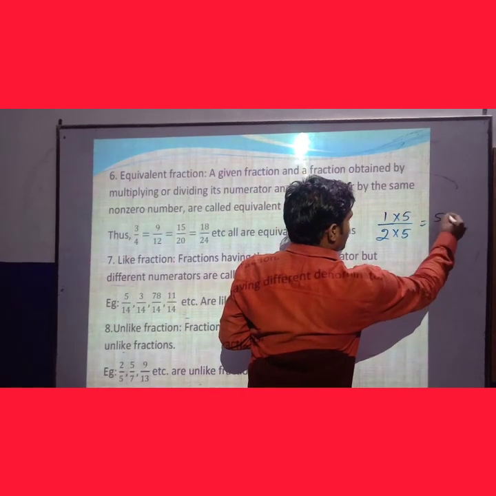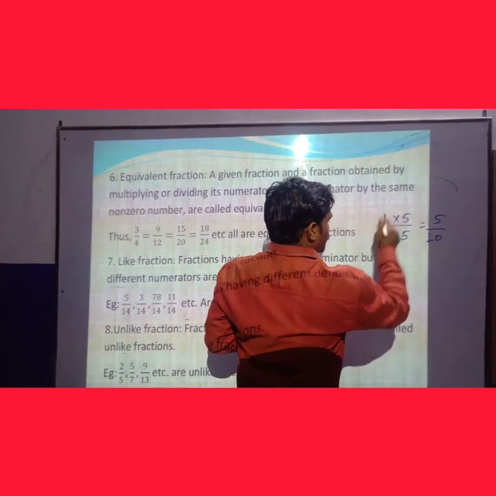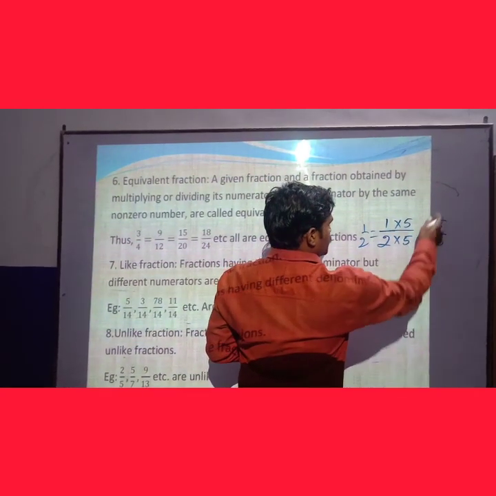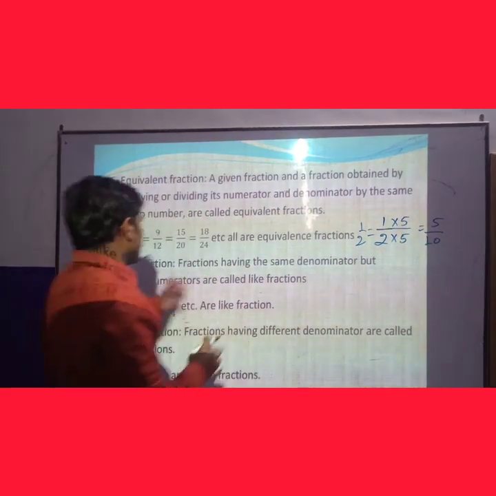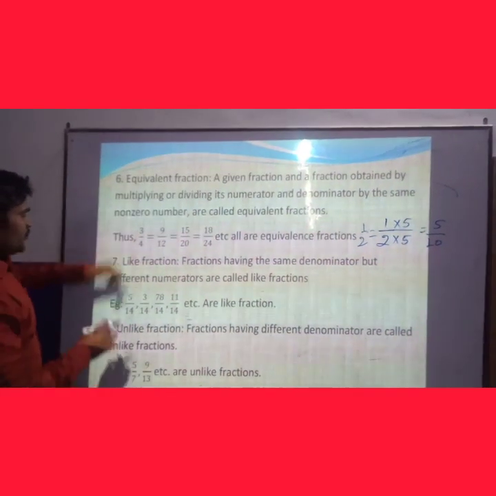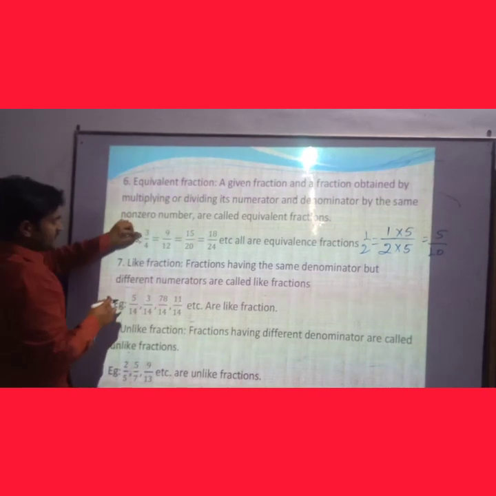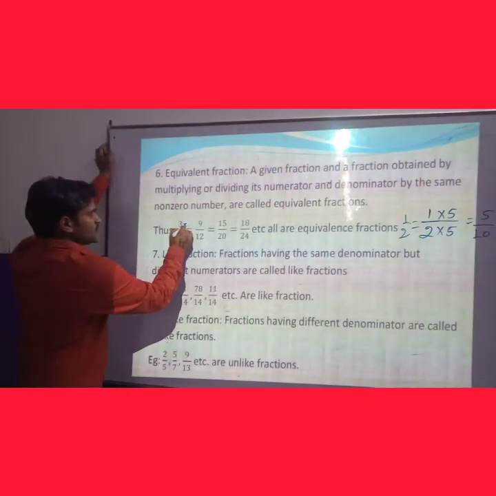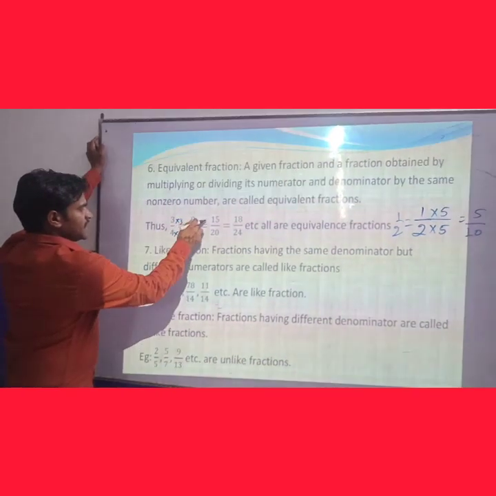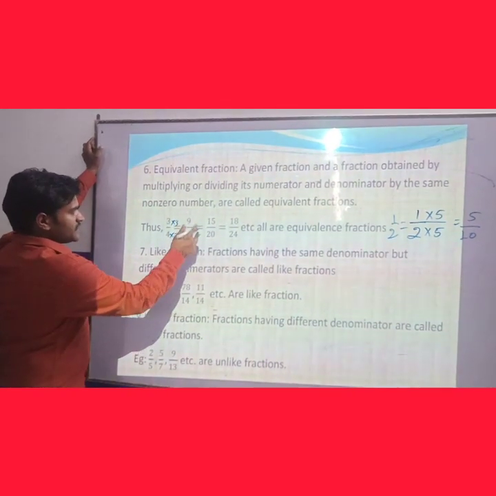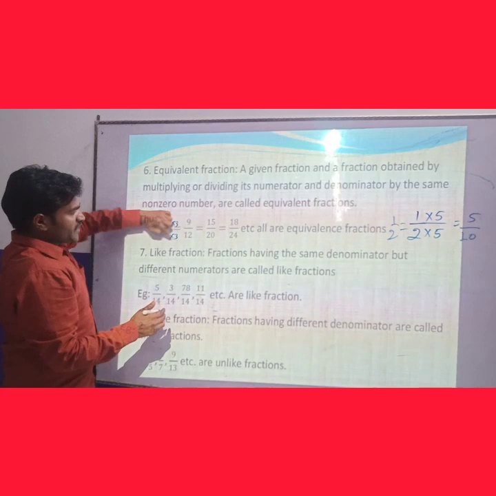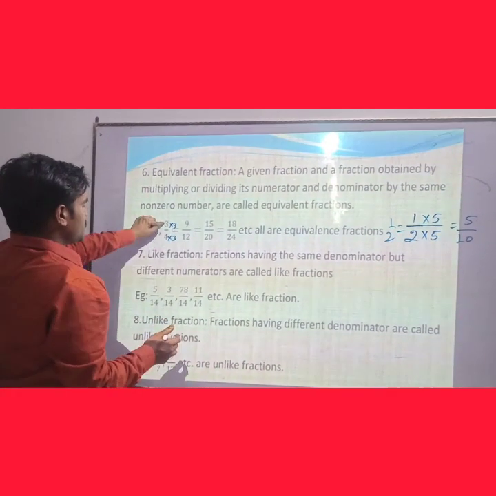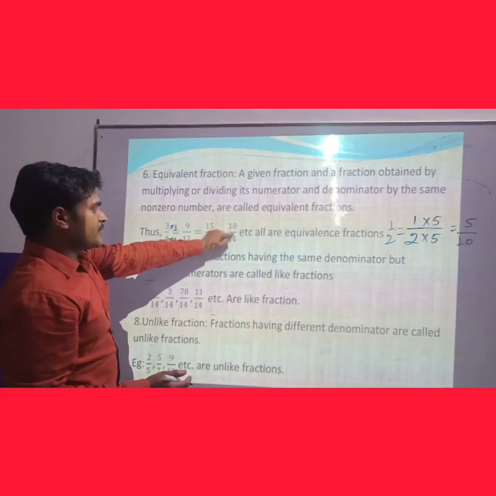So what we get? 5 upon 10. So 1 upon 2 is equivalent to 5 upon 10. Okay, like that 3 upon 4. Now we multiply 3 upon 4. 3 is the numerator, 4 is the denominator. Numerator and denominator both are multiplied by 3. So what we get? 3 3s are 9 upon 4 3s are 12. Like that, 3 upon 4 we can write as 15 upon 20. 3 upon 4 we can write as 18 upon 24.